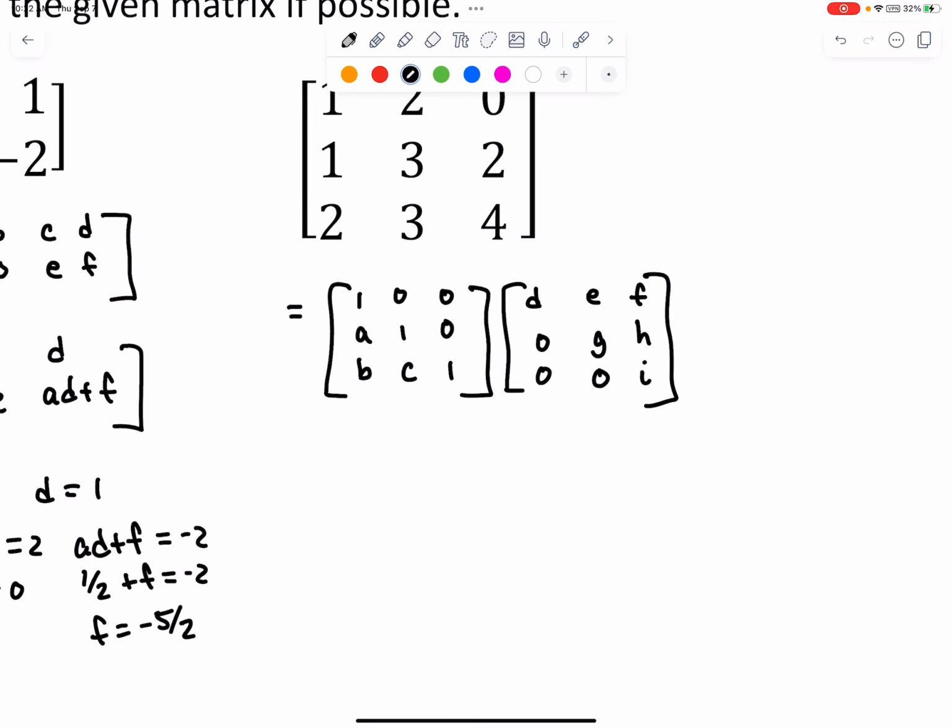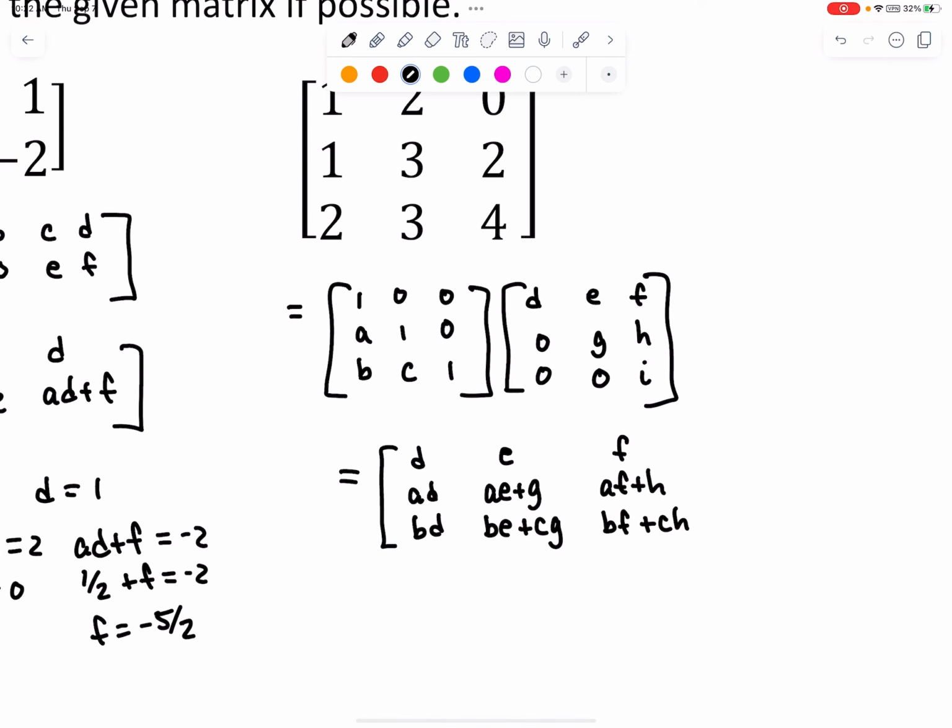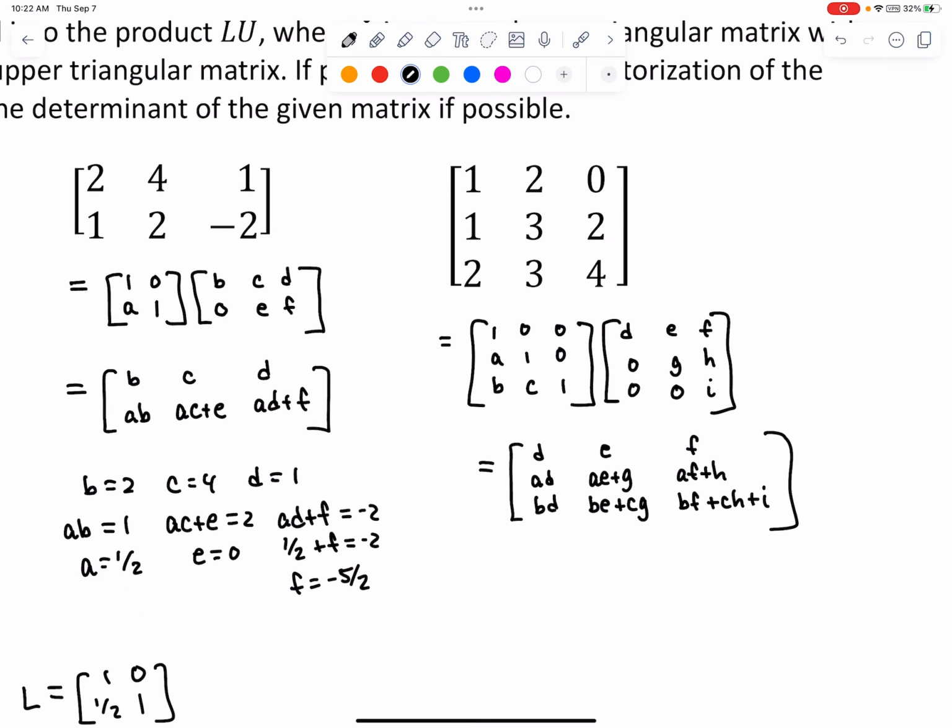Now when I multiply these two, the first column will be D, then AD, then BD. The second column will be E, and then AE plus G, and then BE plus CG. The third column will be F, and then AF plus H, and then BF plus CH plus I. Now we're going to equate entry by entry.